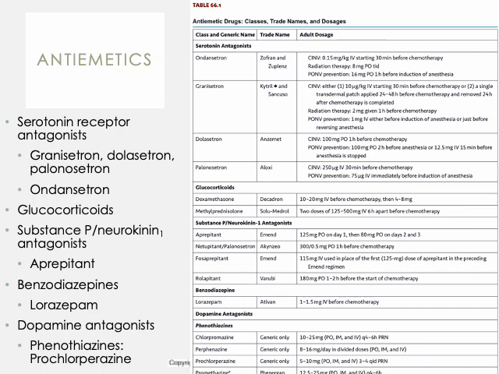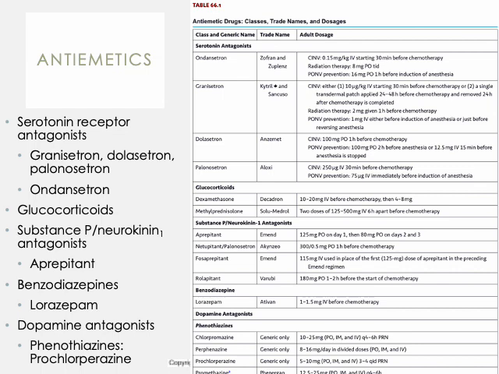And the most popular is Zofran. And you can see we also have drugs like the glucocorticosteroids, and the common ones are Decadron or Solumedrol, otherwise known as dexamethasone or methylprednisolone. And we have the substance P or the neurokinin 1 antagonists. A common one here is Emend, which is aprepitant, and we also have benzodiazepines that can be used as well for antiemetic properties. And the popular one here is Ativan or lorazepam.